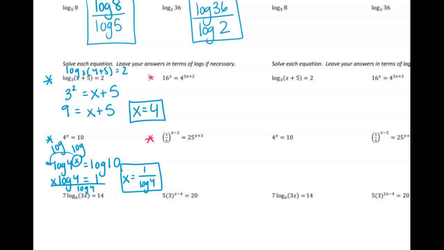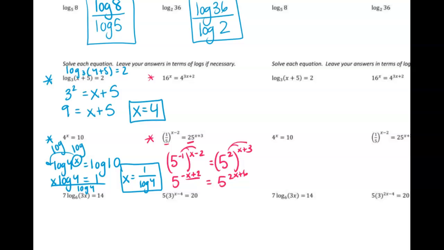Okay, so I need a common base. I can write 1/5 as 1 over 5 to the first, or 5 to the negative first. And then our power is x minus 2. I can write 25 as 5 squared, and then our power is x plus 3. If I simplify from there, negative 1 times x is negative x. Negative 1 times negative 2 is 2. Equals 5 to the 2x plus 6.